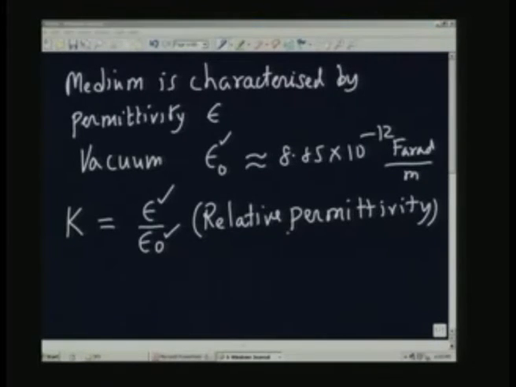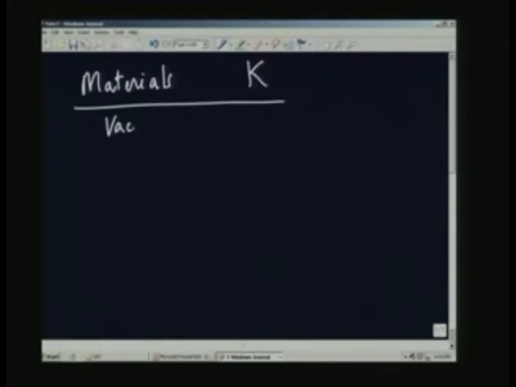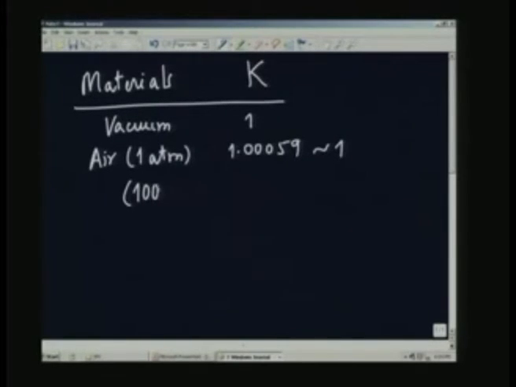And in fact, for a few materials I am going to just write down the value of k for some materials, and the K values. Vacuum of course is equal to 1 by definition. Air at 1 atmosphere, it depends on the pressure. This is 1.00059. So, that is why I said it is almost approximately equal to 1 for air, but if you increase the pressure to 100 atmospheres, it becomes 1.0548. So, you see that it is pressure dependent.